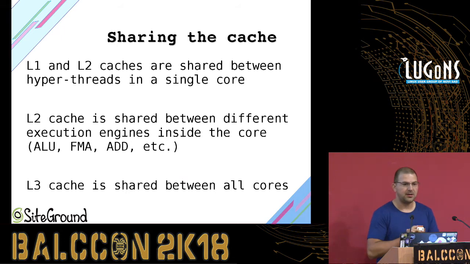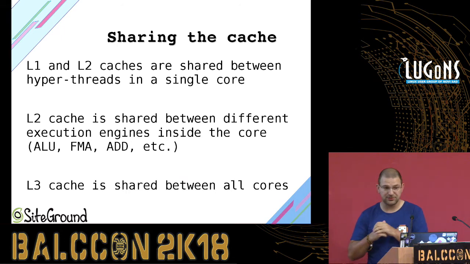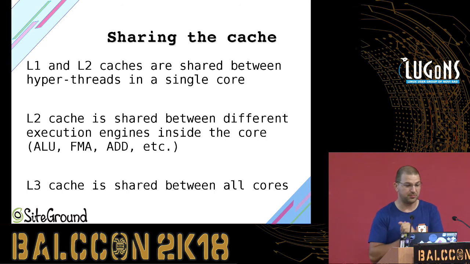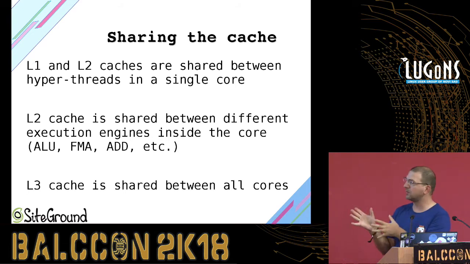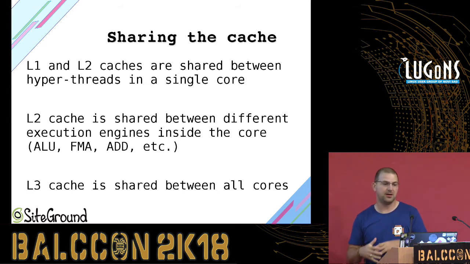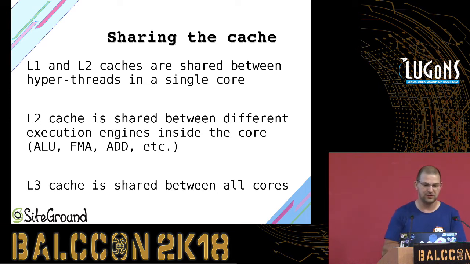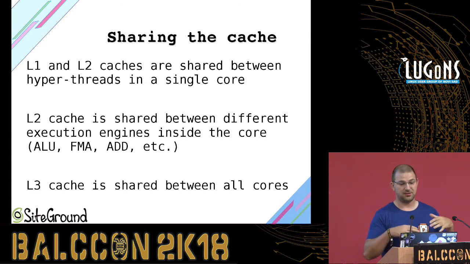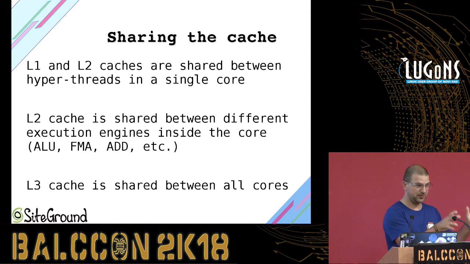So layer 1 and layer 2 caches can be shared in hyperthreads. Layer 2 caches are shared between different parts of the core, like the arithmetic logical unit, multiply, add, and so on. And layer 3 caches are shared across all cores on a single CPU.